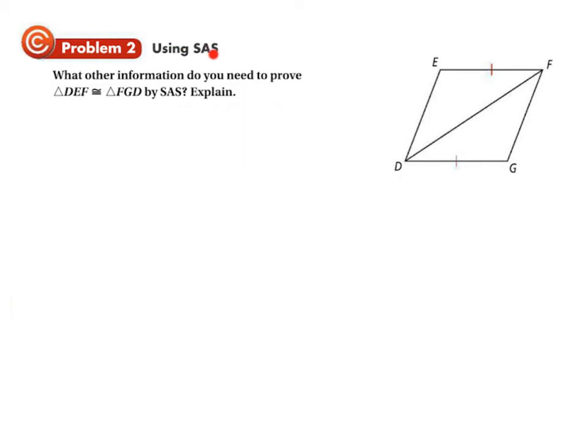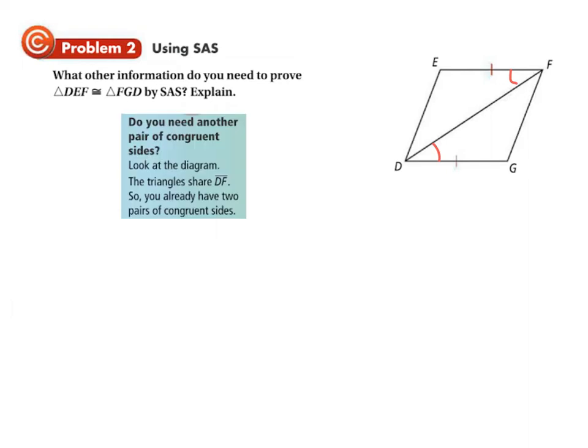Now, specifically, if you're going to use side, angle, side, and they give you this information, what other information do you need to prove that these two triangles are congruent? Explain. Well, let's take a look. What you're given is these sides are congruent. You know that this is reflexively congruent. So for side angle side, what you need is the included angle between those two sides that you know, meaning this angle right here and this angle right here. You would need to know that those angles were also congruent to have side angle side congruence.